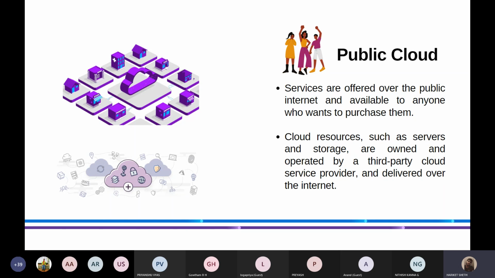You go to a provider and you access those resources, and you can also share them easily. In public cloud, sharing is enabled, and delivery over the internet is very easy. So this is one differentiator for public cloud, where everything is kind of open, you can say.